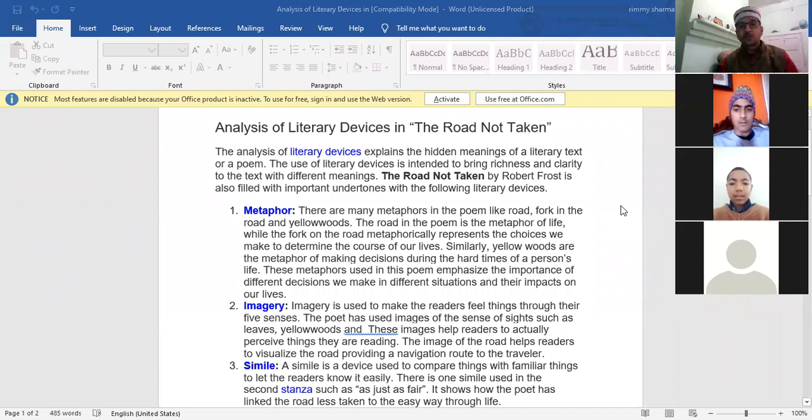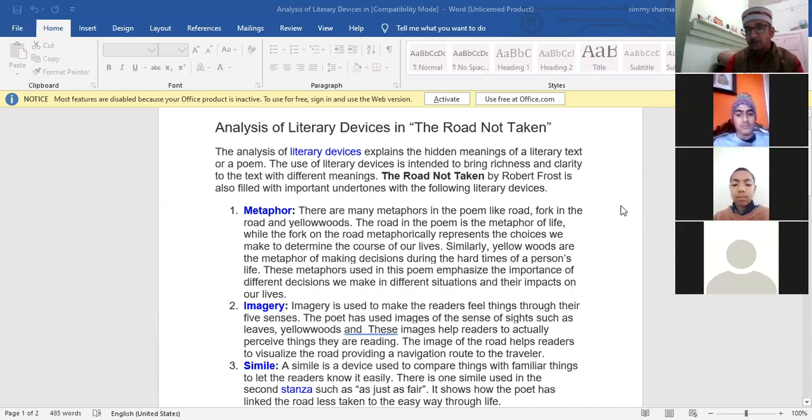Analysis of literary devices in The Road Not Taken. Okay, quickly we'll do it, because this Zoom is going to expire in 40 minutes. Metaphor is used here. There are many metaphors in the poem, like road, fork in the road and yellow woods. The road in the poem is the metaphor for life, while the fork in the road metaphorically represents the choices we make to determine the course of our lives. Similarly, yellow woods are the metaphor of making decisions during the hard times of a person's life. These metaphors emphasize the importance of the different decisions we make. Fine. So the road is a metaphor explaining to you the choices.